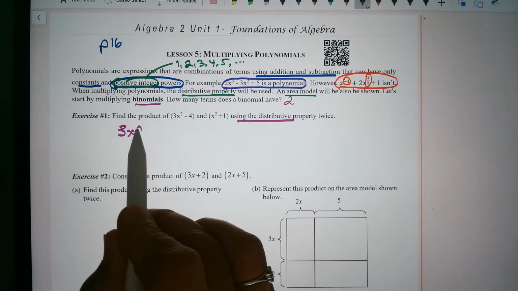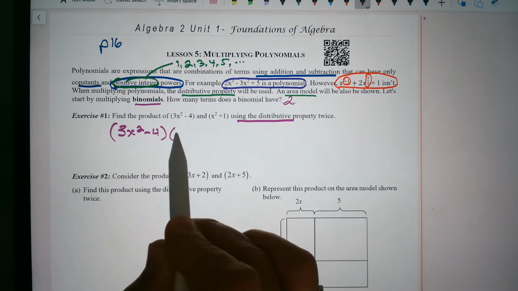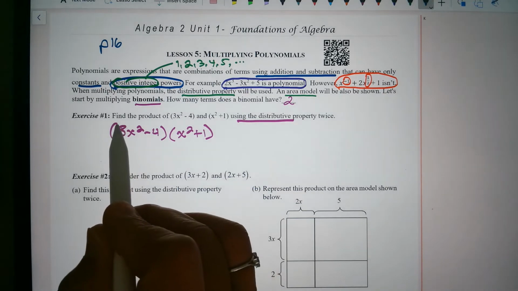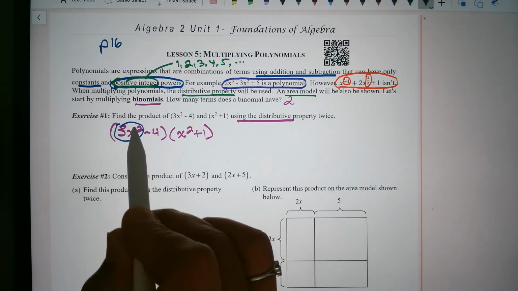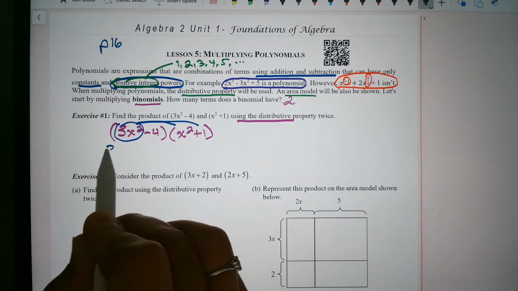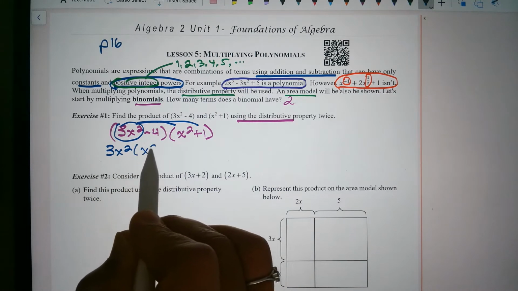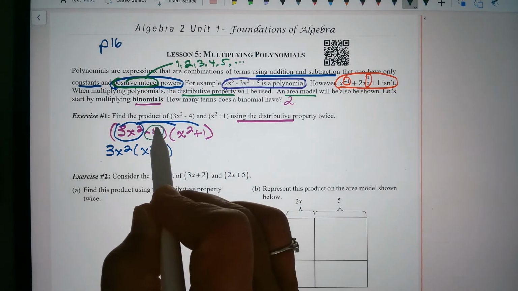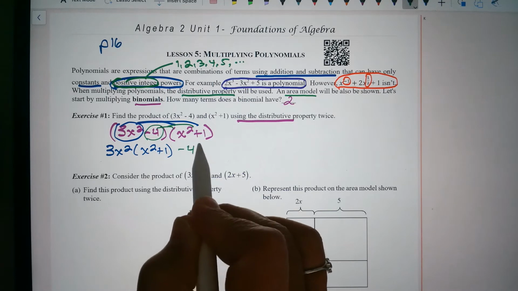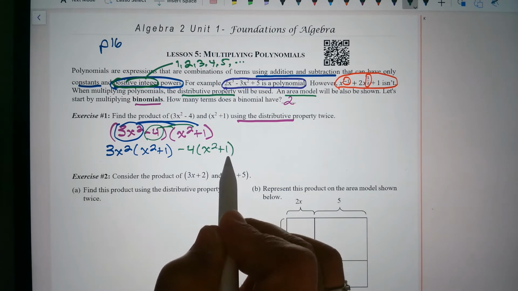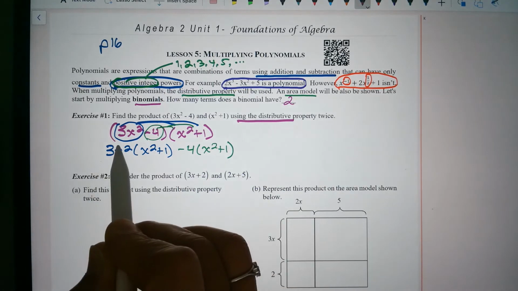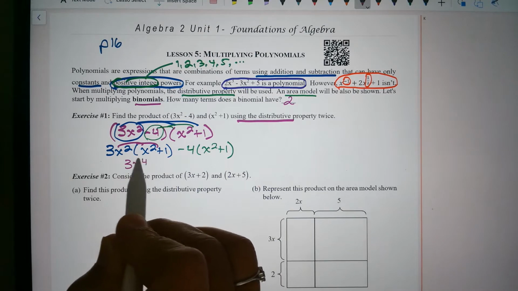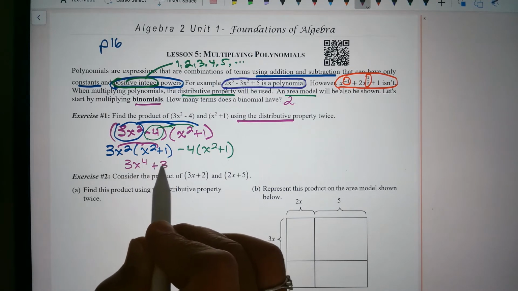Let's rewrite 3x squared minus 4 times x squared plus 1. Using the distributive property, we'll take the 3x squared and distribute it. So 3x squared times x squared plus 1. And then we will take our negative 4 and distribute. Negative 4 times x squared plus 1. Okay. So 3x squared times x squared is 3x to the 4th. 3x squared times positive 1 is positive 3x squared.